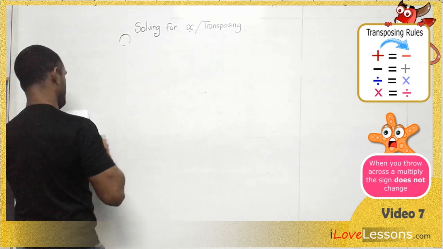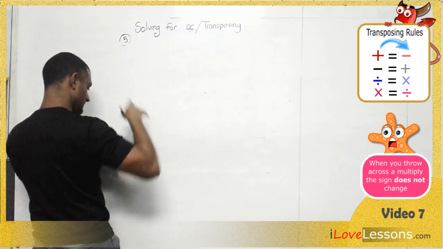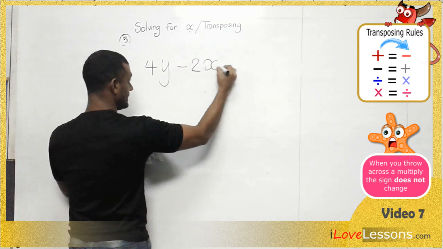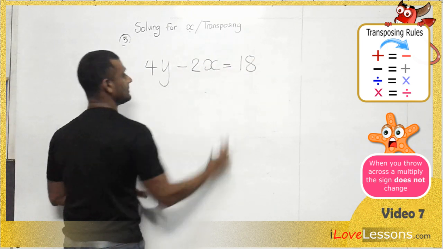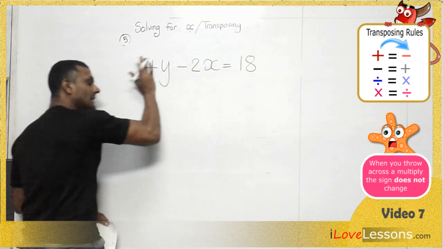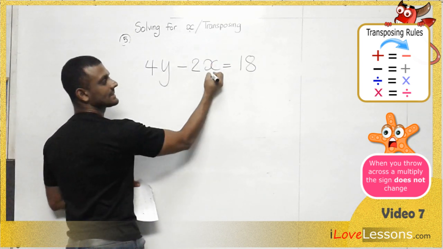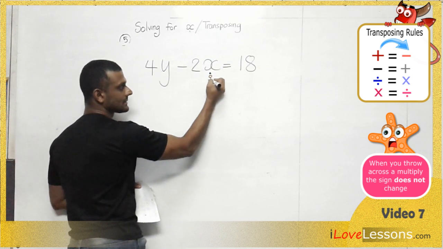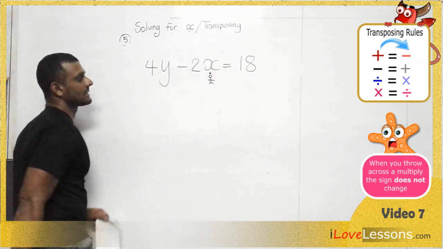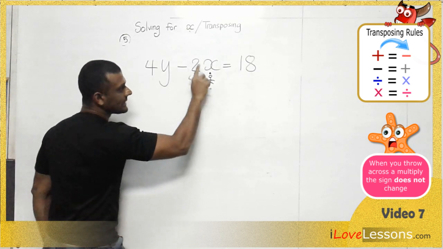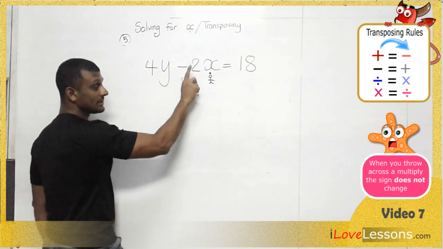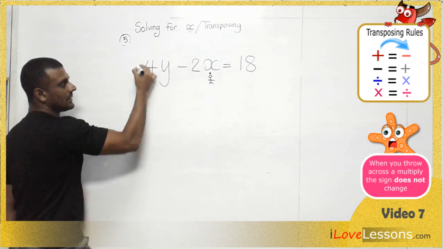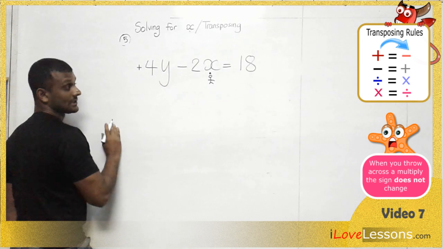Let's try one more here. 4y minus 2x is equal to 18. Once again, we have two letters, x and y. Let's concentrate on the x. You are the letter x. You want to make x is something. So who is next to you? The minus 2 is next to you. Say minus 2 is your friend. Who is kind of separated away from you? The positive 4y. The positive 4y is not your friend.